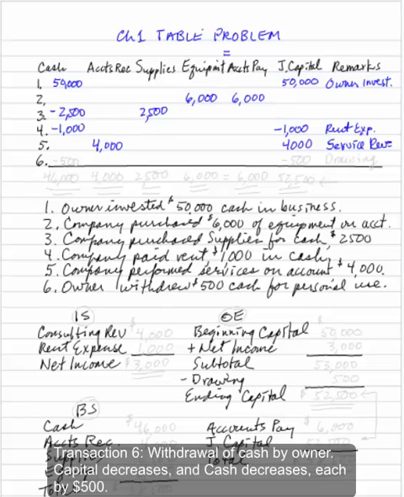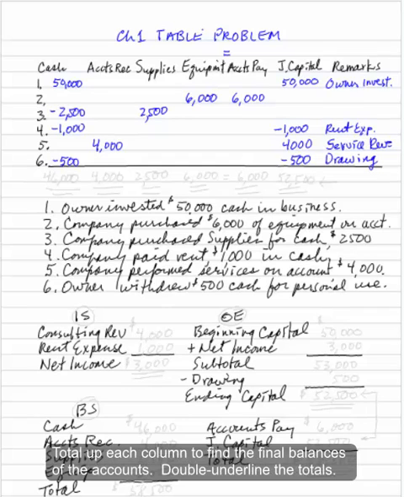Last transaction, the owner withdrew $500 cash for personal use. I'm going to subtract that from the capital account, minus $500. And let's reduce cash by $500 as well. And the remark would be owner's drawing. So on those remarks, it's only the ones where the capital account is affected. So you can see the effects are owner puts money in, the rent causes capital to go down, service revenue causes it to go up, and a drawing causes it to go down.